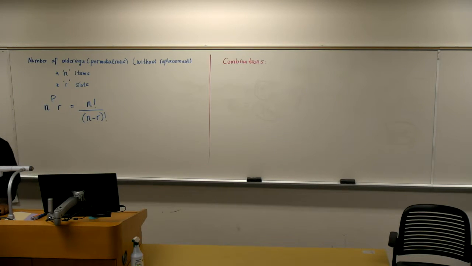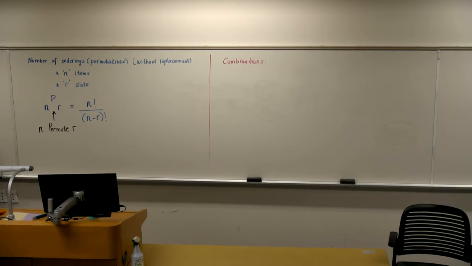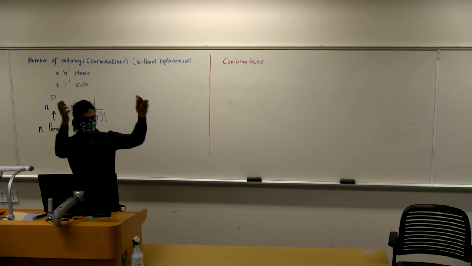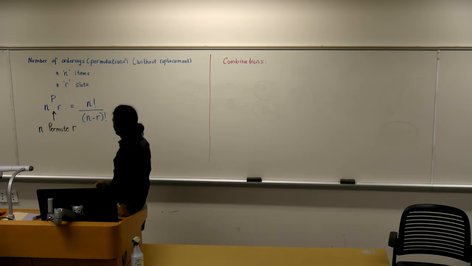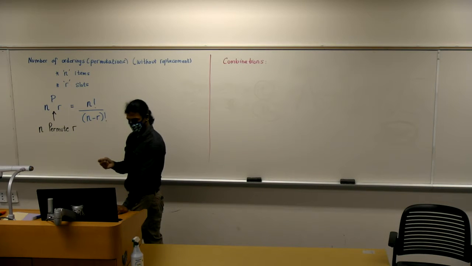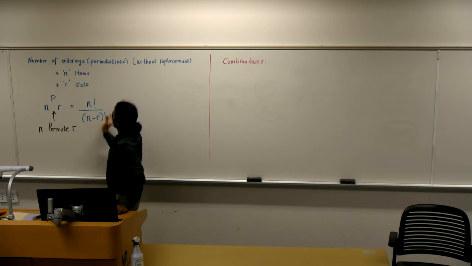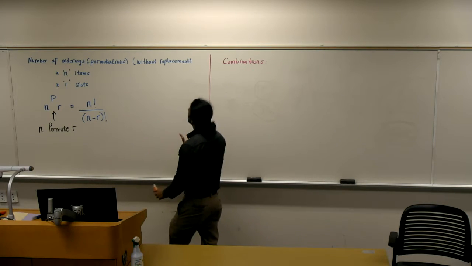What does P stand for? Thank you, great question. It's n permute r, or n permutation r. I thought n was permutation. n is the total number of items. P stands for permute. So when you plug it into the formula, you'll get the total number of permutations that we could have.